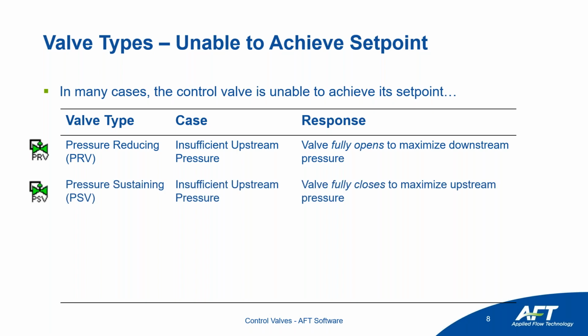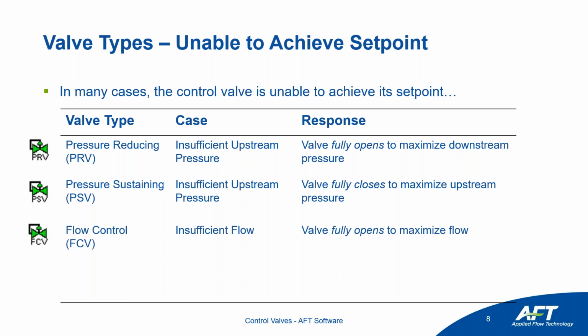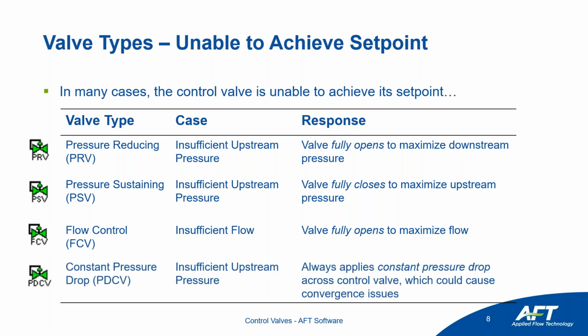If we look at pressure sustaining, in the same vein, if we have insufficient upstream pressure, the valve will instead fully close. That way it's trying to maximize the amount of pressure seen upstream of the valve. For flow control, if you don't generate enough flow rate through your system automatically, then the valve will fully open and it'll attempt to maximize the amount of flow through the system. And then finally, constant pressure drop.